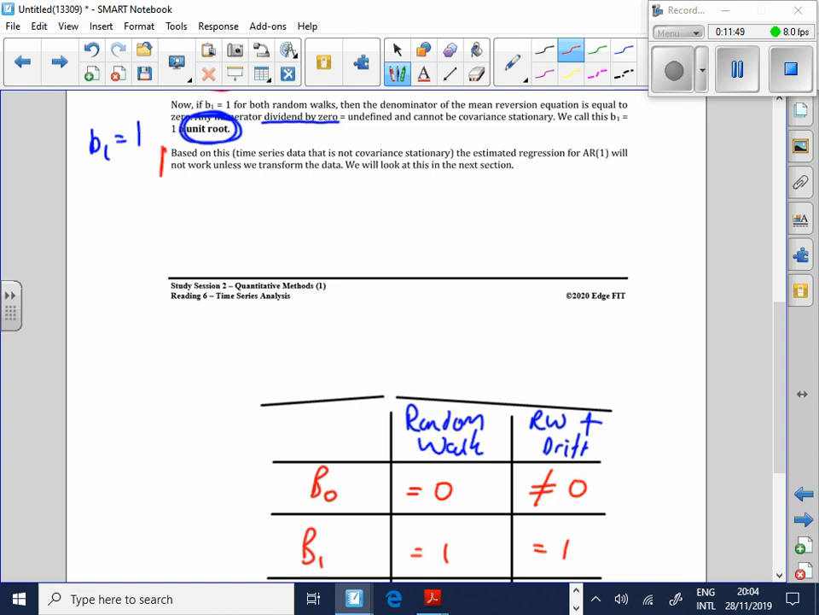Based on this, it is time series data that is not covariance stationary. Now, if it's not covariance stationary, then it probably exhibits a random walk with a drift. Then it's got a unit root, and I can't use it. The estimated regression for AR1 will not work unless I transform my data. Sometimes you're going to hear the concept that the data, before we can use it, needs to be transformed. This is one of those cases. Let's have a look further.